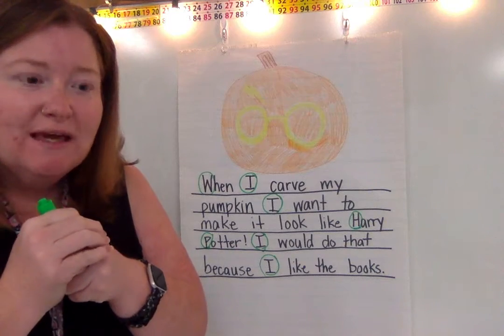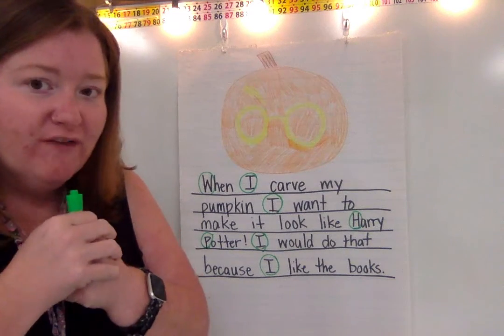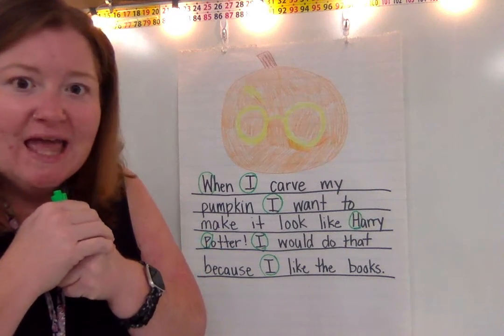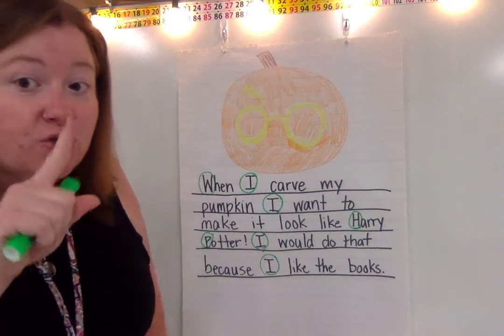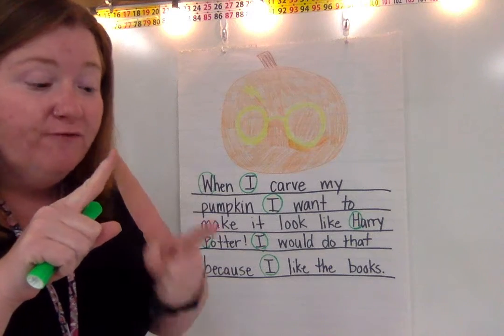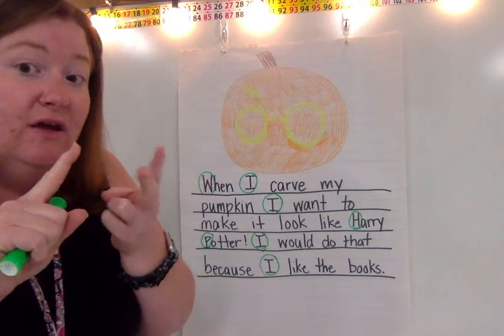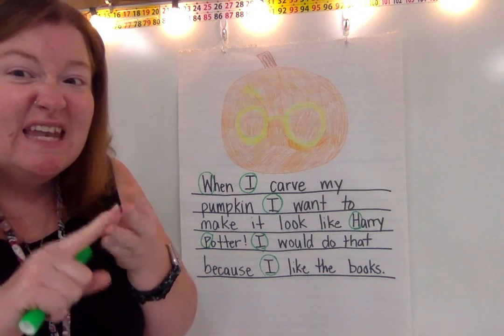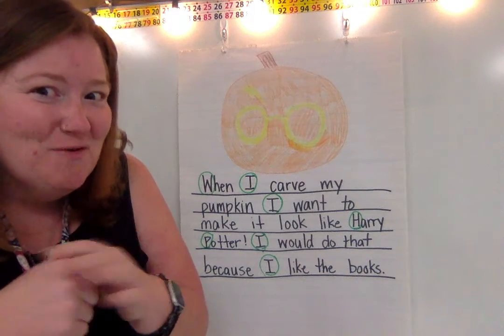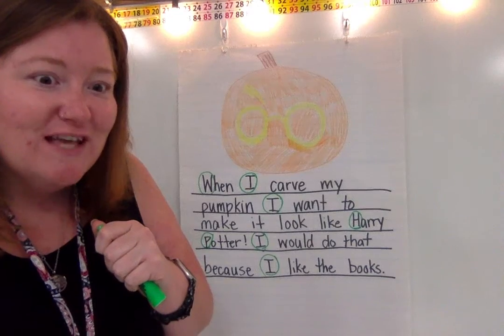So I want you to think about, what would you carve into your pumpkin if you could make it anything you wanted? Draw me a picture about it, and then write, and make sure you use a capital letter for the beginning of the sentence, if you're writing the word I to talk about yourself, and if it's a name. I'm excited to see what kind of pumpkin face you will make.